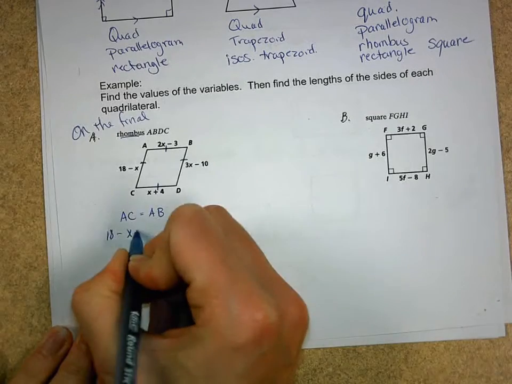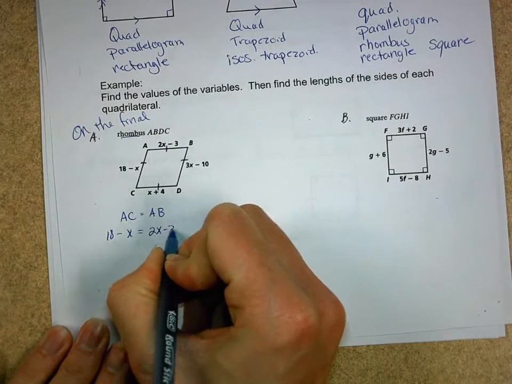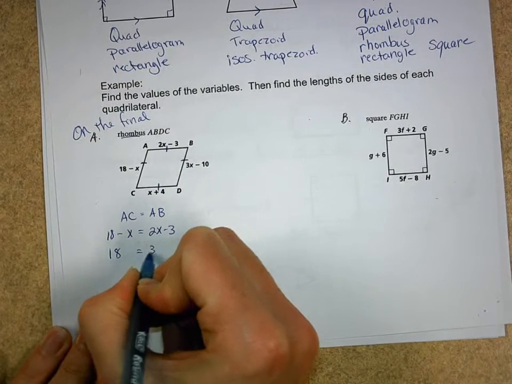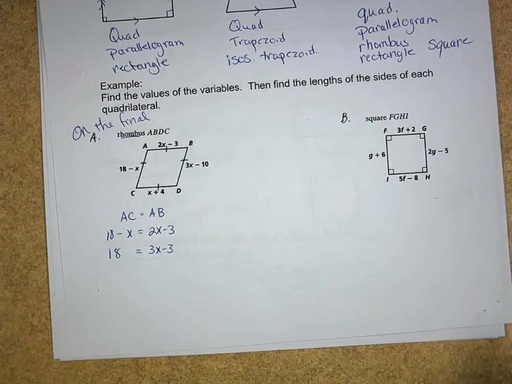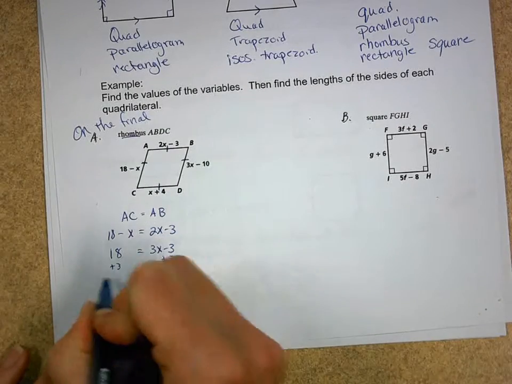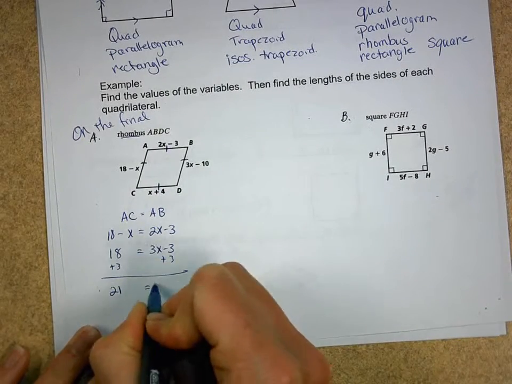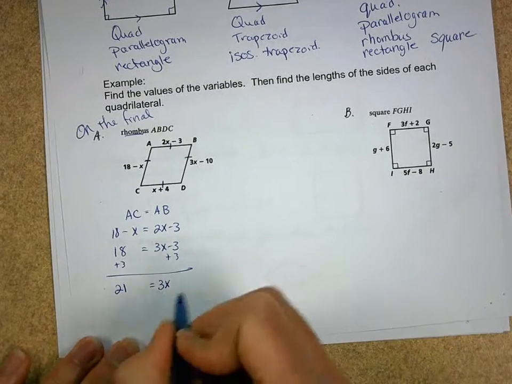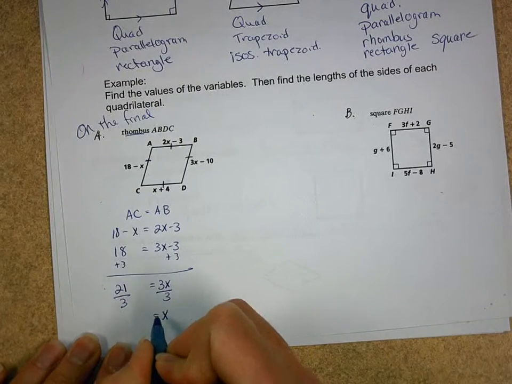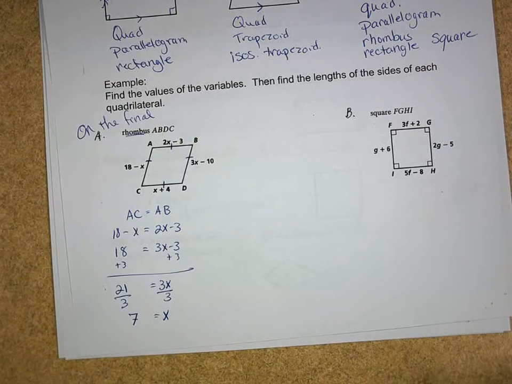I'm going to go 18 minus x is equal to 2x minus 3. I'm going to add x over. Okay? Then I'm going to add 3 over to both sides. So that's 21 is equal to 3x. Go ahead and divide both sides by 3. x is going to equal 7.